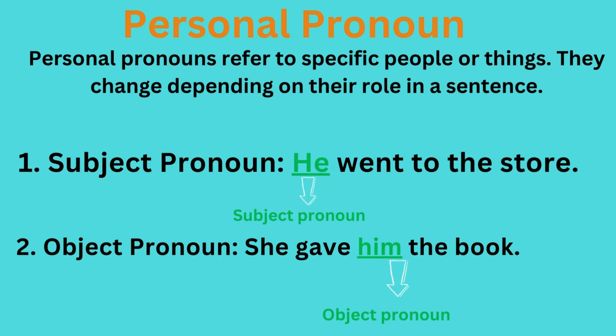Personal pronouns refer to specific people or things. They change depending on their role in a sentence. Here are some examples. 1. Subject pronoun: He went to the store. 2. Object pronoun: She gave him the book.